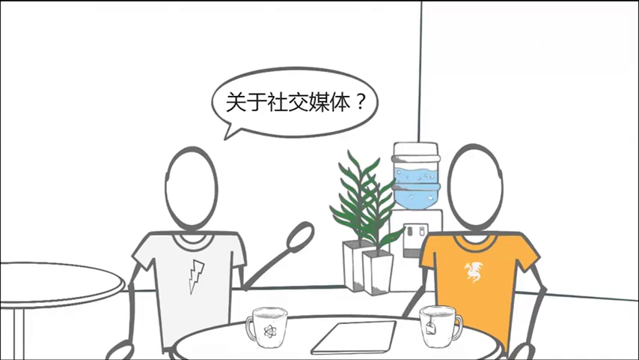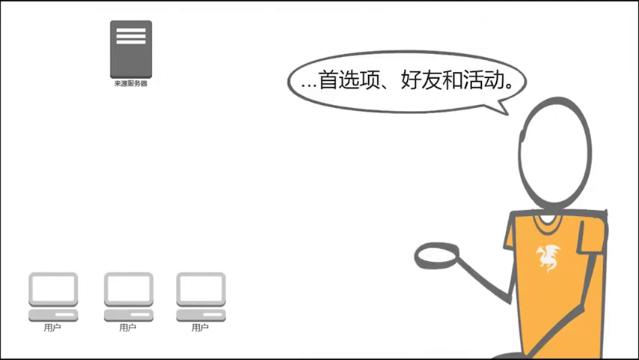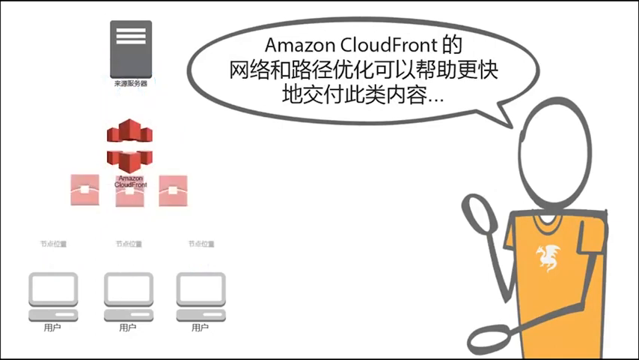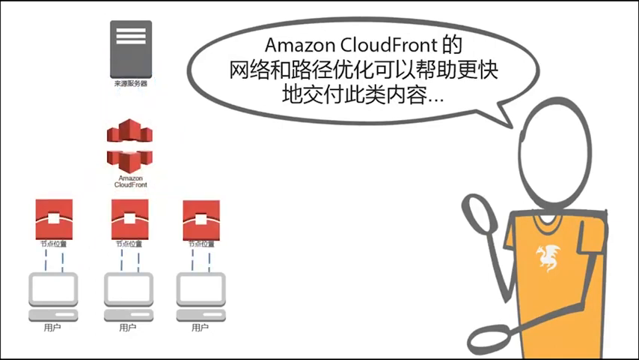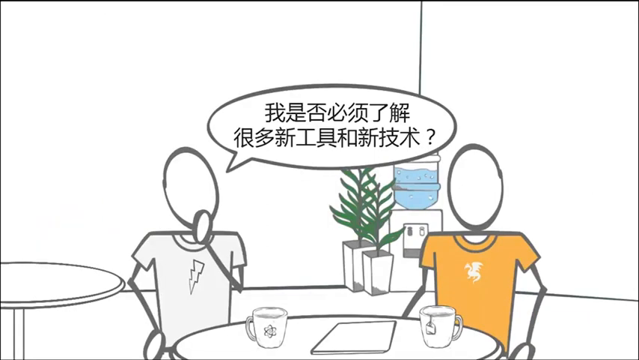How about social media? Social media applications have personalized and interactive content, integrating user profiles, preferences, friends, and activities. The result of these features is long-tail content that requires frequent trips to the origin servers. Amazon CloudFront's network and path optimizations can help make the delivery of such content faster, helping social media applications perform better. Will I have to learn a lot of new tools and technologies?